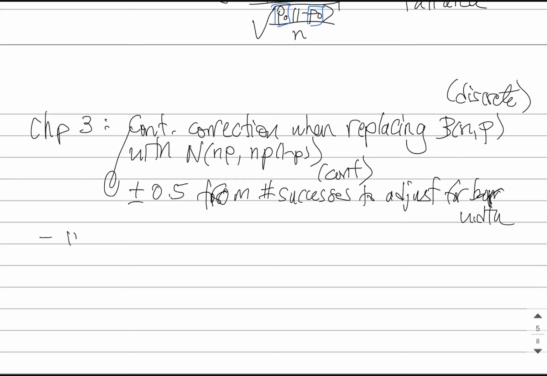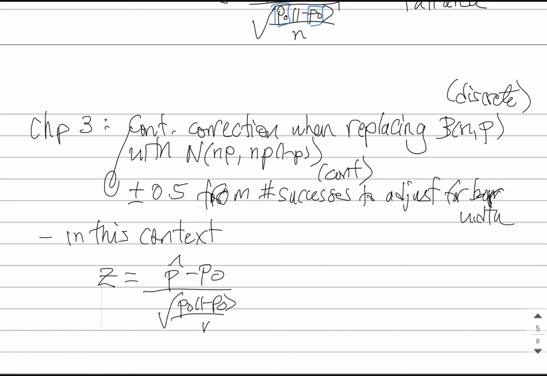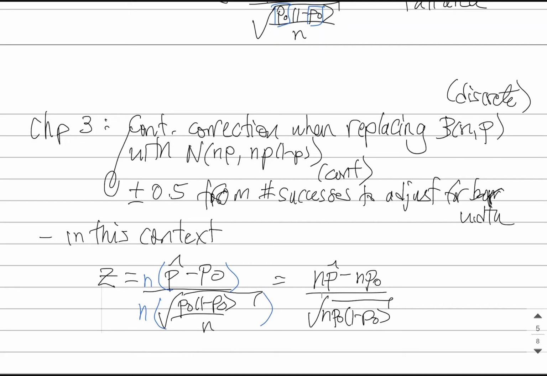Now, in this context, we don't have the actual number of successes. So in our Z statistic, we've got p hat minus p naught all over the square root of this value here. In order to be able to see how you could implement the continuity correction, you would have to essentially turn both of these things into counts or numbers of successes. So if we were to pull the 1 over n factor into the root, we would get this, and now we would have to add in this 0.5. So here we would have our plus or minus 0.5.